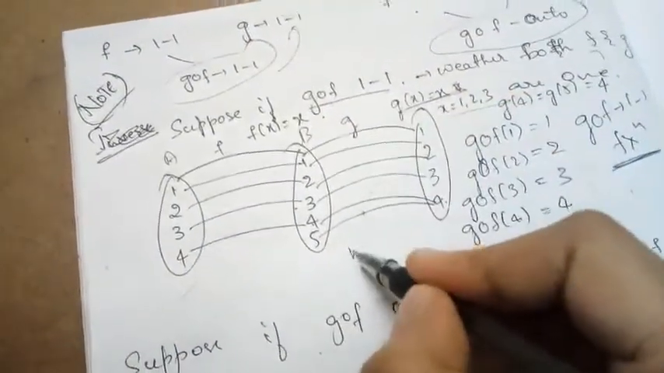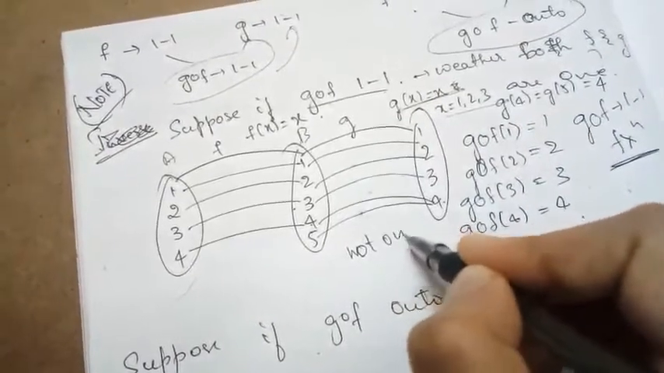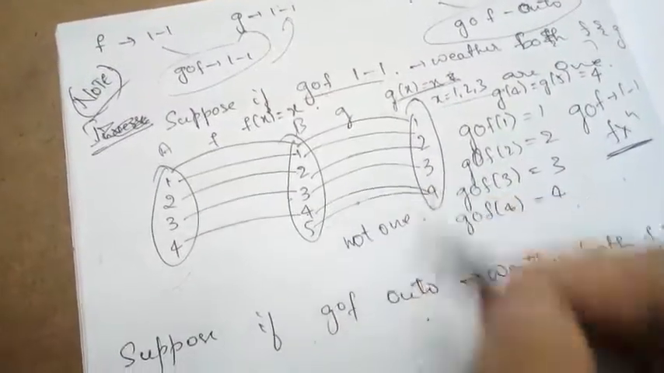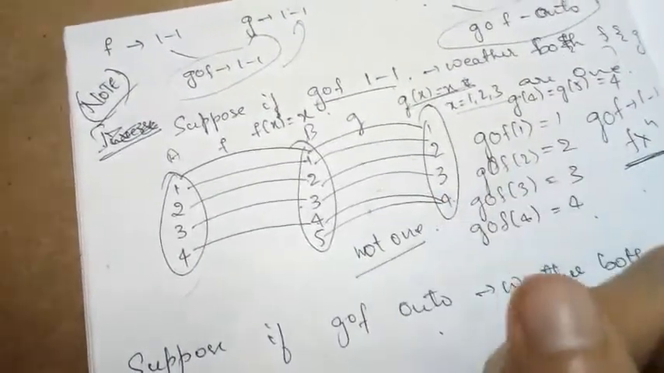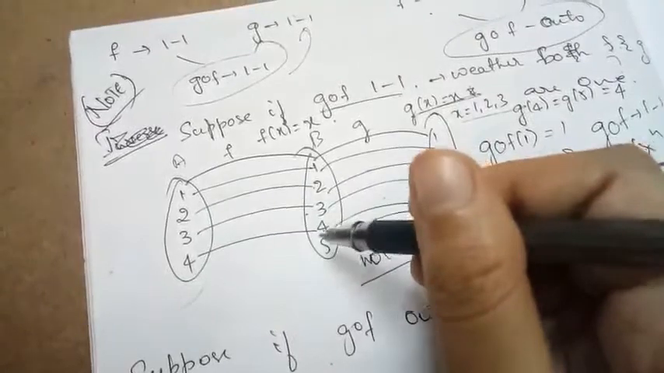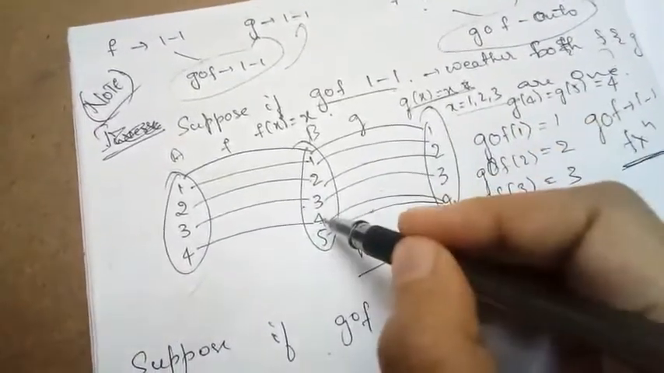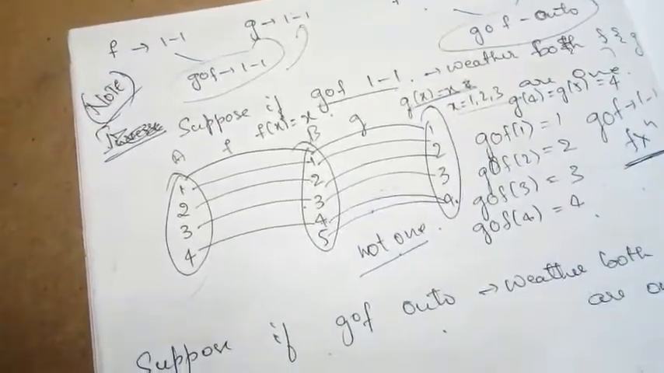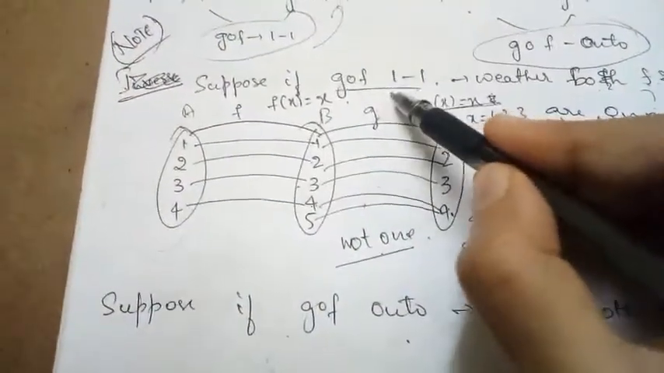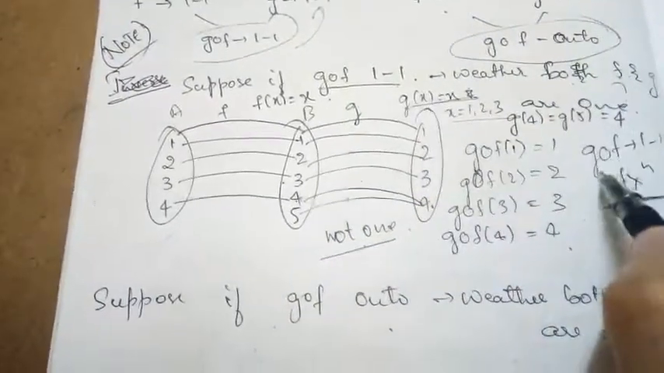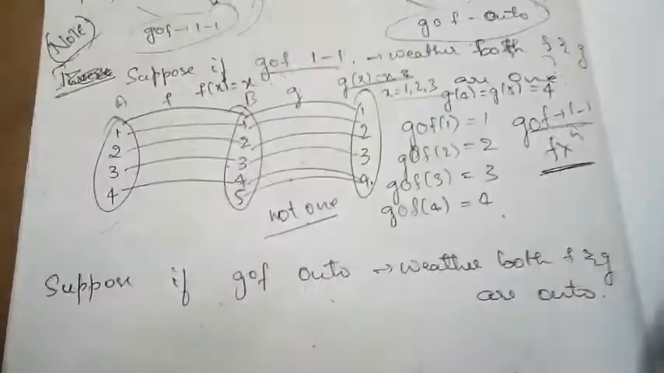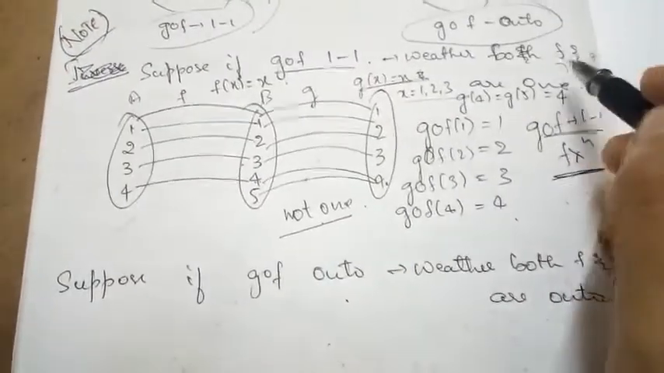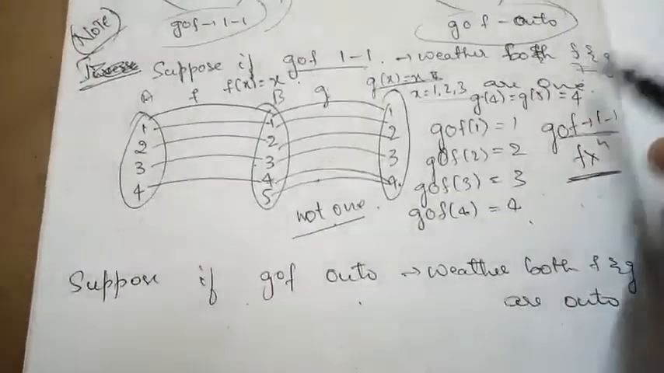But the g function is not one-to-one because both elements 4 and 5 have the same image. What does a one-to-one function say? Each element of the set should have one and only one image, but here 4 and 5 have the same image, so g is not a one-to-one function. So we can say that if the composition is one-to-one, it does not imply that f and g should also be one-to-one functions.